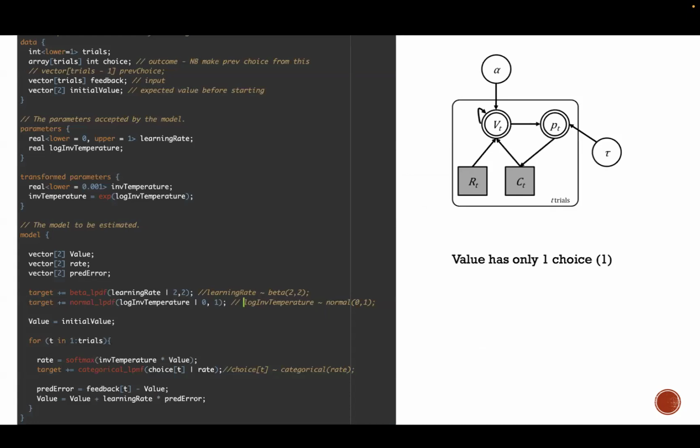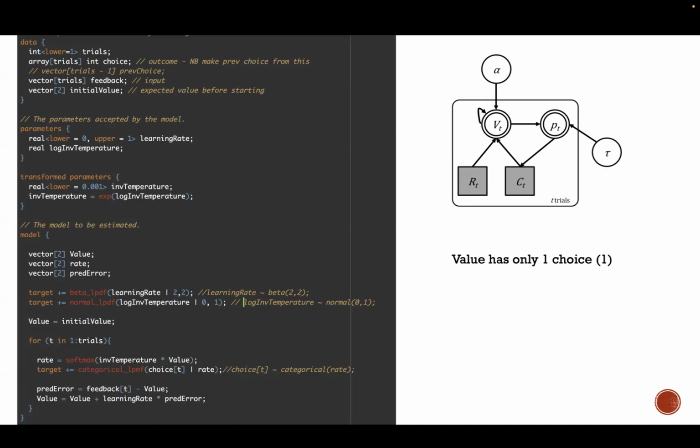We can code it. We have the data that has the trials, the array with the choice, the array with feedback, and an initial value. We could have also determined it inside, whether the agent has an opinion about the value of picking right and left in the first trial. We have two parameters, the learning rate and the tau, which I'm calling log inverse temperature, so that I remember that first it's inverse temperature and not temperature, which I always forget. And second, I'm putting it in log because that allows me to have it always.